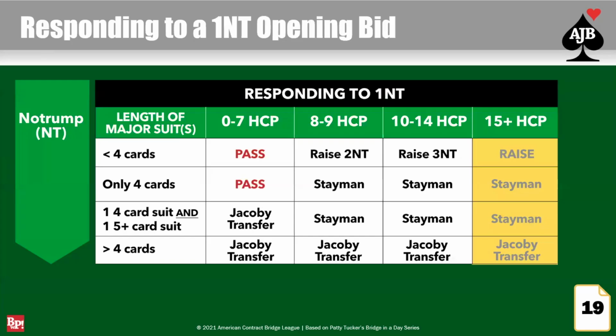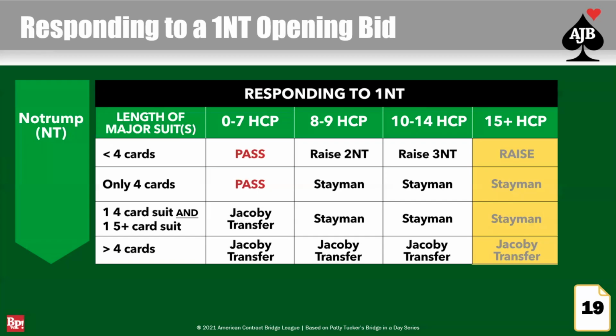We use Jacoby transfer when we have a 5-card or longer major, or a 4-card major and a 5-card or longer major, but less than 8 points. So that's an important concept to remember. If you can discover that you and partner have a 4-4 fit in a major, that's always your first preference. A 4-4 fit will usually play at least one trick better, if not more, than a 5-3 fit.